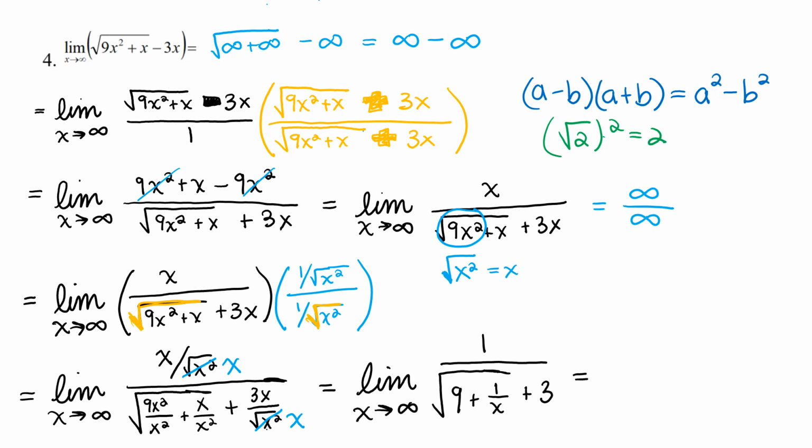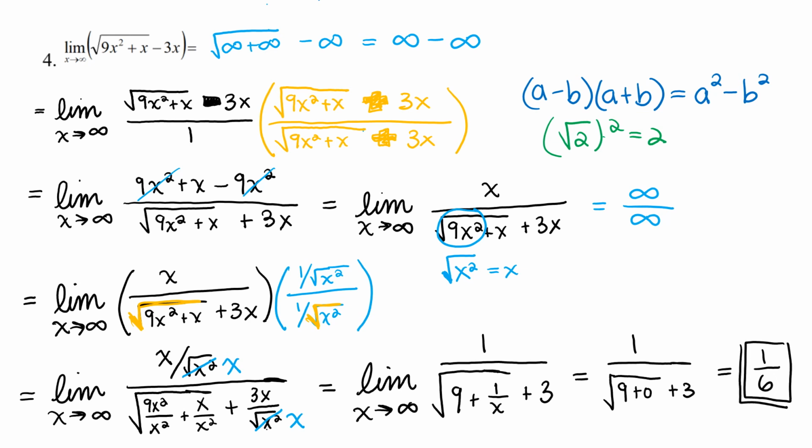And now we can evaluate our limits. The limit as x approaches infinity of 1 is 1. The limit of 9 is 9. The limit of 1 over x is 0. And the limit of 3 is just 3. So I have 1 over the square root of 9 plus 3. So that's 1 over 3 plus 3, which is 1/6.